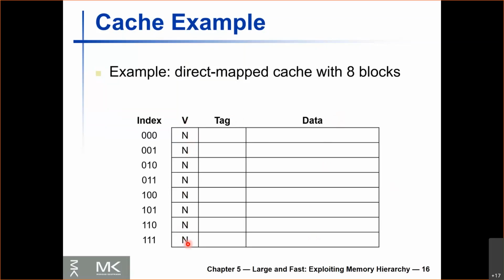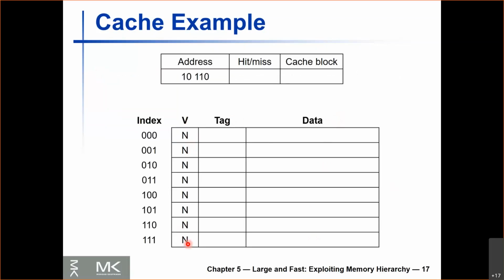Okay. Now the processor tries to make an access at address 10110. First of all, which cache block is this access going to map to? Right, we're going to look at the lower 3 bits, and it's going to map to 110. So we're going to take this address, extract these 110, come down here, and look at the block 110. What do we find? Do we find our data here?